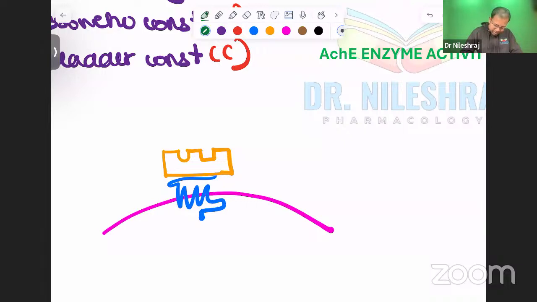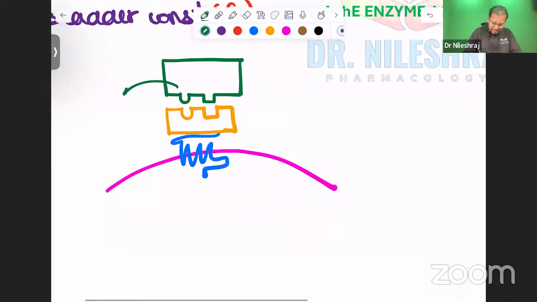Now what happens is, the acetylcholinesterase enzyme will come and bind with both of these sites. What exactly are those sites called? This site is called the anionic site, whereas this site is called the esteratic site.